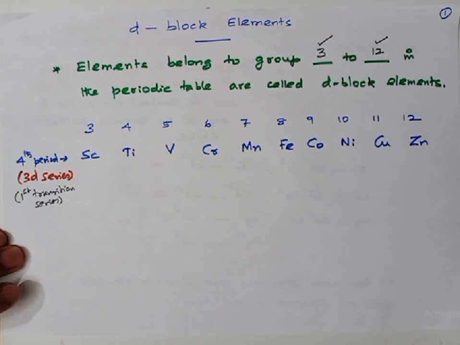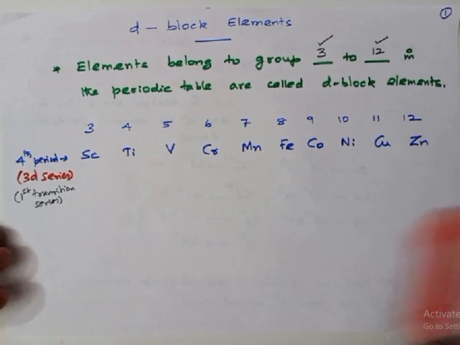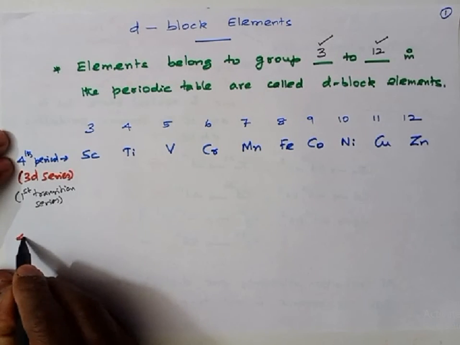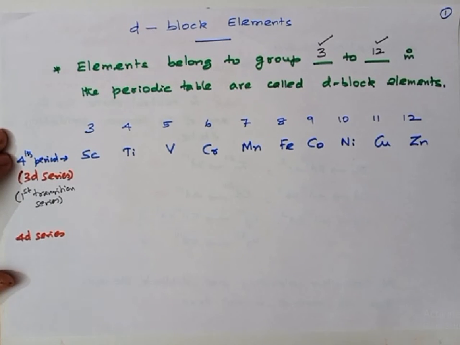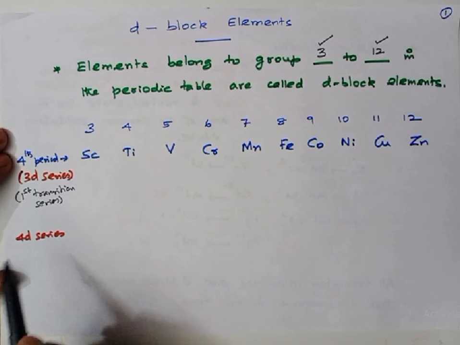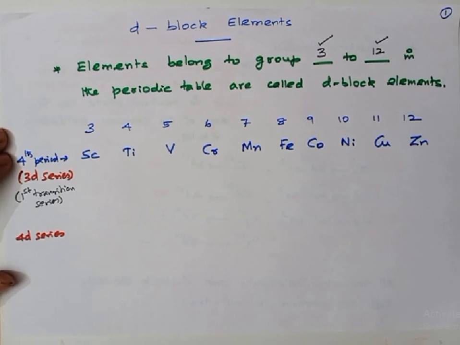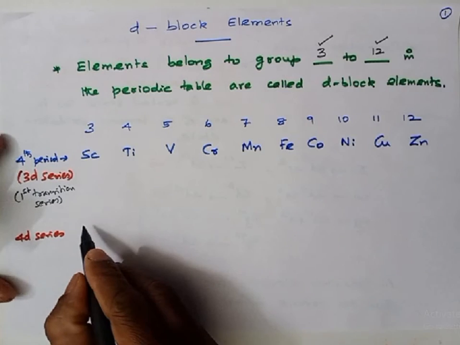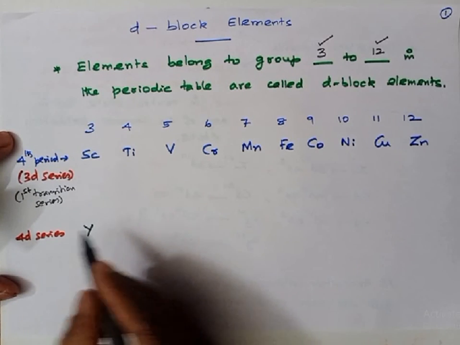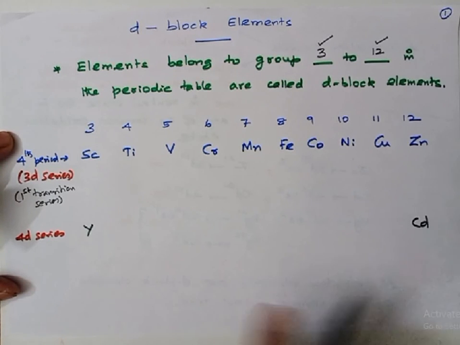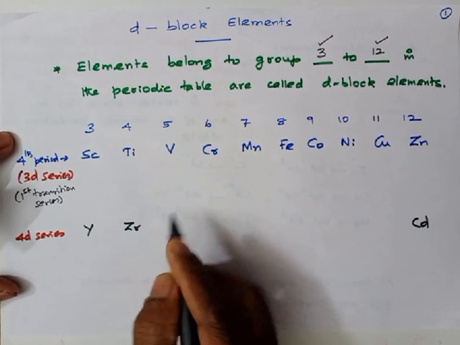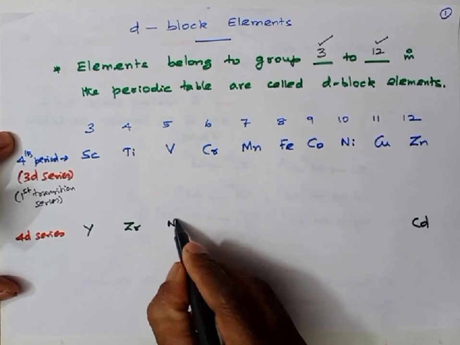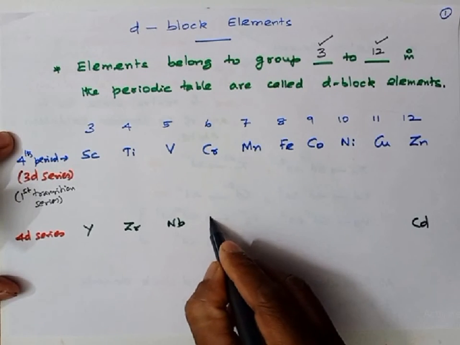Then in the fifth period we have 4D series elements, also called second transition series. The elements start from yttrium and end with cadmium. Yttrium to cadmium. What are the elements? Below titanium we have zirconium. Below vanadium we have niobium. Below chromium we have molybdenum.